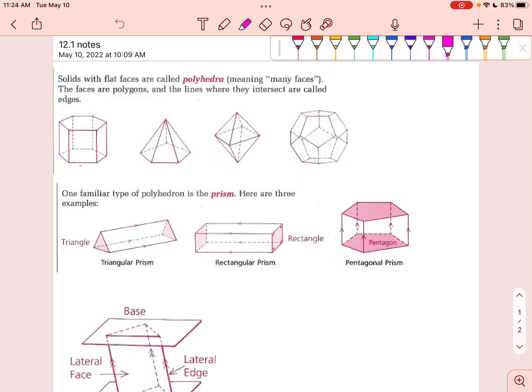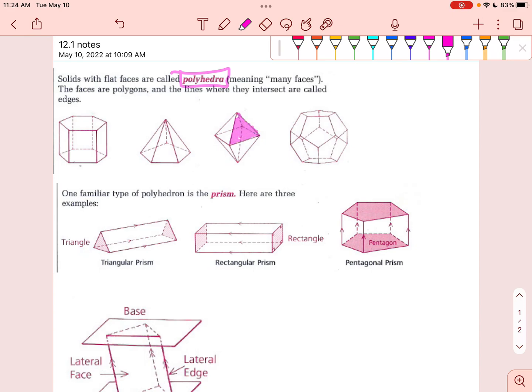Okay, so to start 12.1, we're first going to talk about just some vocabulary. Solids with flat surfaces are called polyhedra. And that just means many faces. So you can see that I can color in the different faces.